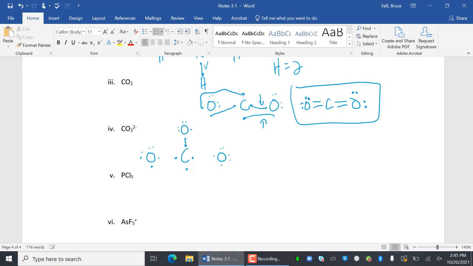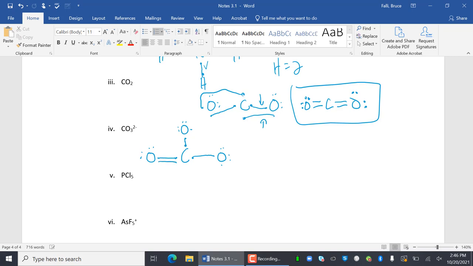Connect the dots. Okay, I've got a single electron here. I've got to decide what I'm going to do with it. If I picked it up and put it over here, that's okay. I'm allowed to do that. I'm the master of the electron. But instead, what I'm going to do is make a double bond here.